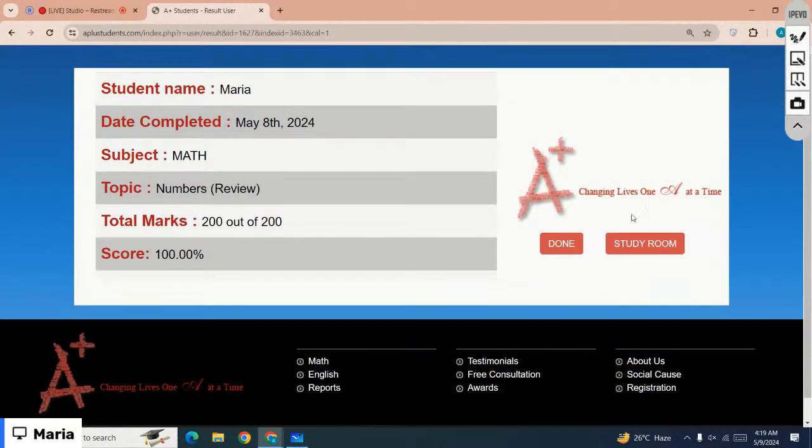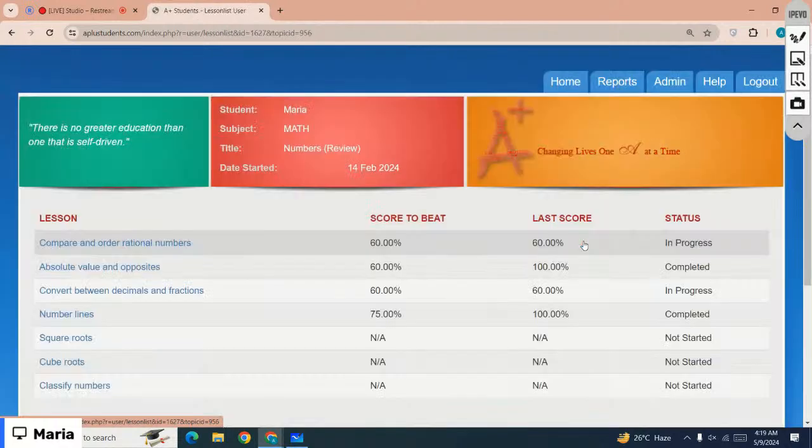Okay, we are done with the lesson. Let's just move on to the next lesson. That is convert between decimals and fractions.